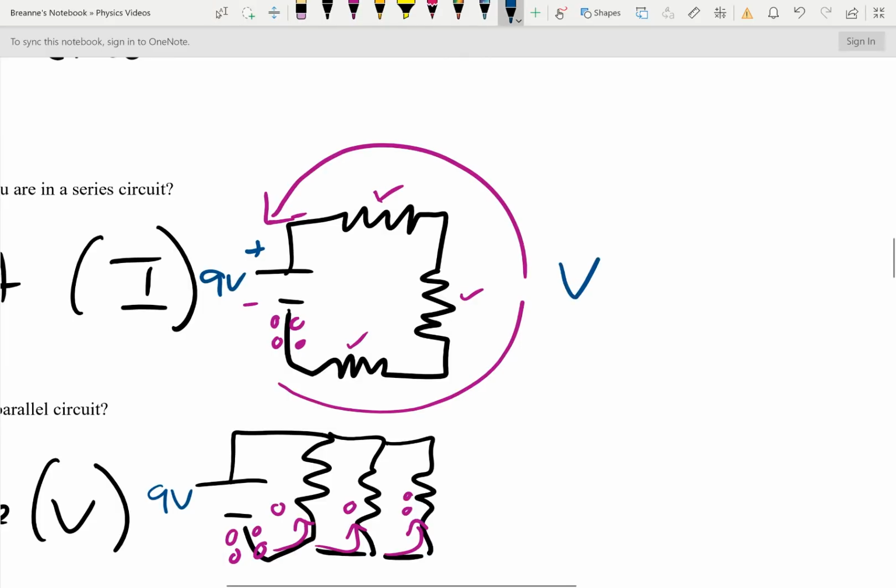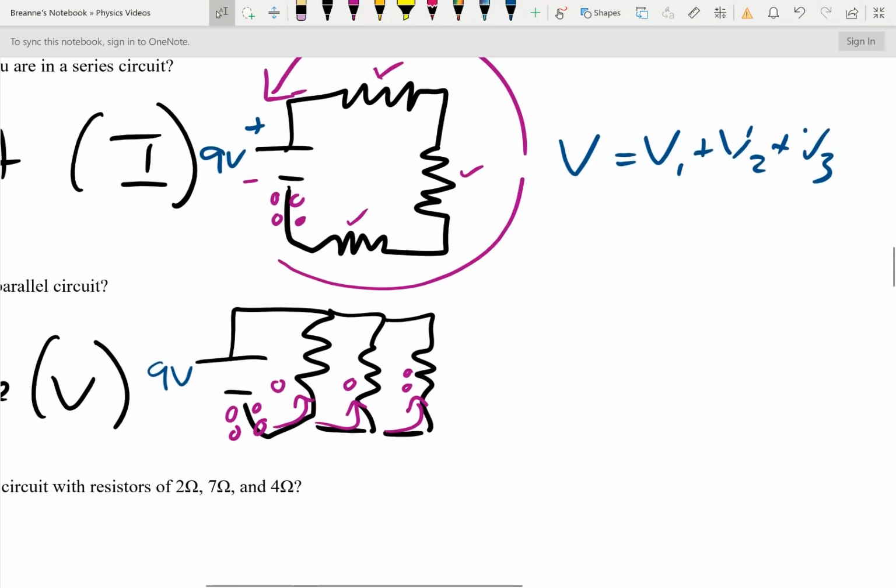So voltage, you add up for series. For this one, current, you add up. Current, not V.